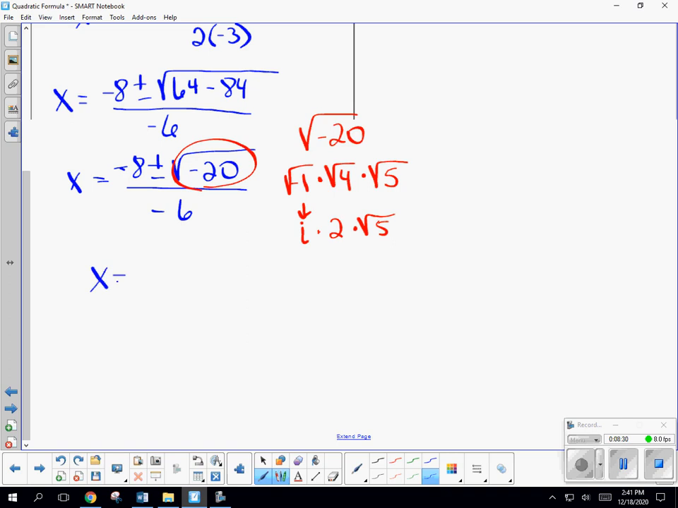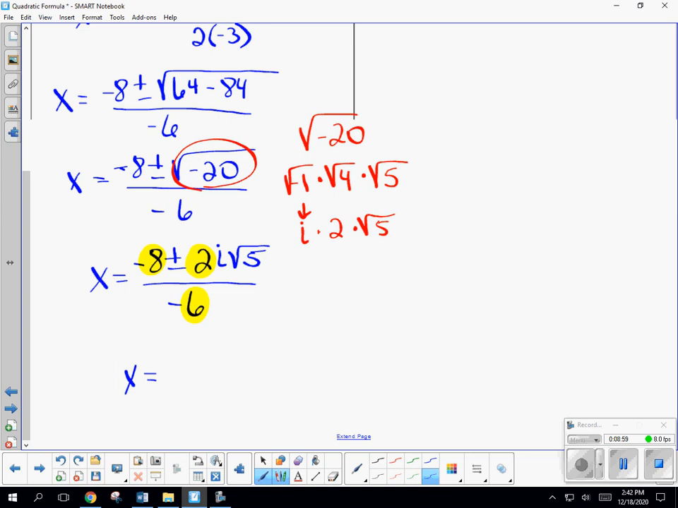We have x equals negative 8 plus or minus. Remember, the proper way to write it is your whole number, your imaginary, and then your radical. And that's all going to be divided by negative 6. Okay, looks like we're almost done. But if you look, this whole number here, this whole number here, and that whole number here, they can all be divided by a common factor. So we need to reduce this answer, okay?